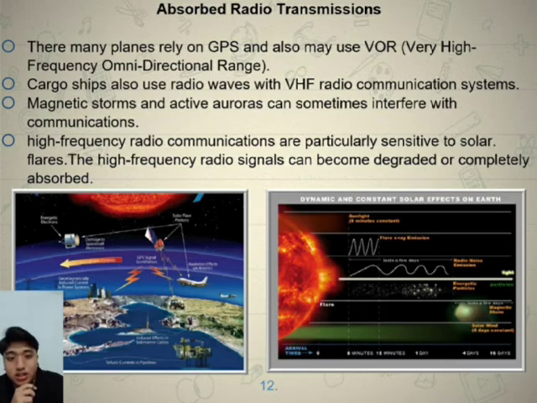Even communication satellites can be disturbed by magnetic storms as radio waves interact with electrons affected by interference. The high frequency radio signal can become degraded or completely absorbed.